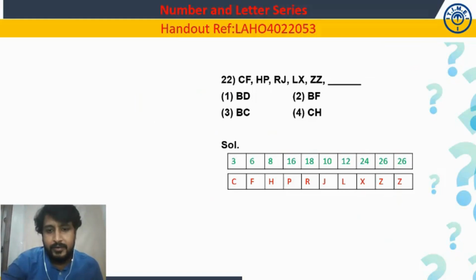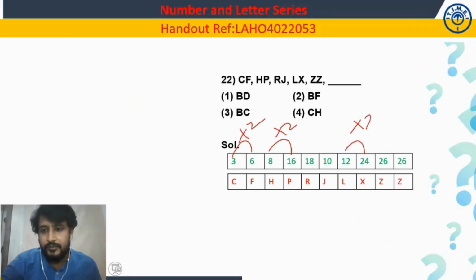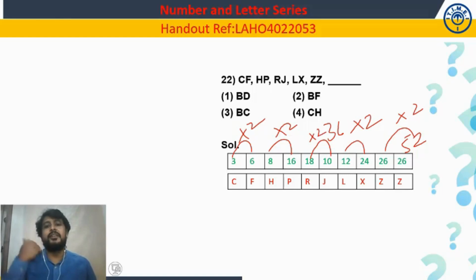Now here it is clearly known that 3 into 2 is 6, 8 into 2 is 16, 12 into 2 is 24, and 26 Z is also 52. So it is also into 2. 18 J is also 36, so it is into 2. Into 2, into 2, into 2 logic. So just check it in the options. Which option is matching with the logic of into 2? B's place value 2, D's place value 4. So 2 into 2 is 4.